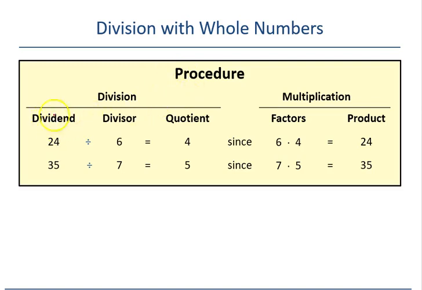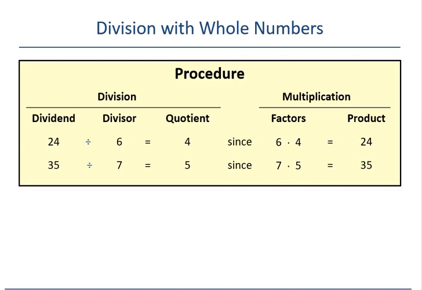Okay, here we got division with whole numbers. The procedure, when you have a dividend, that's going to be your big number, and you divide it by the divisor, that's going to equal another number. So notice here you got 24 divided by 6, that's going to equal 4. And when you look back at multiplication, you can notice that this 4 and 6, you can go 4 times 6, and that's going to equal your 24 here. Same thing with 35. You got 35 divided by 7, it divides evenly, and you're going to get a 5. Notice here that 5 times 7 is equal to 35.